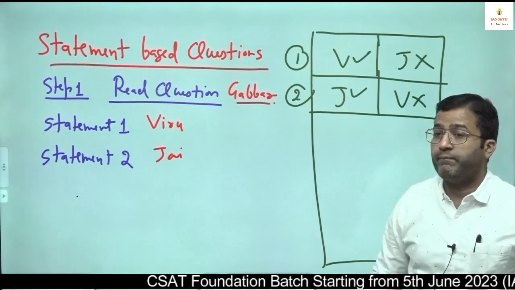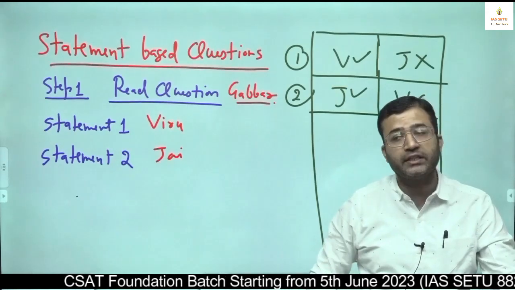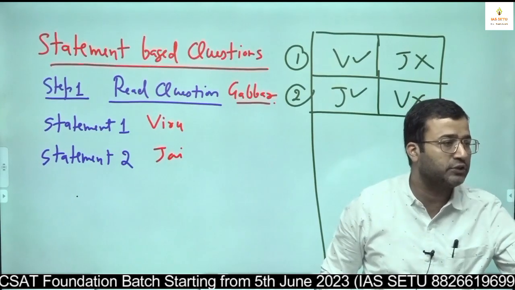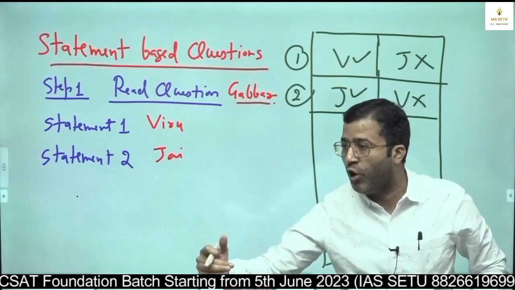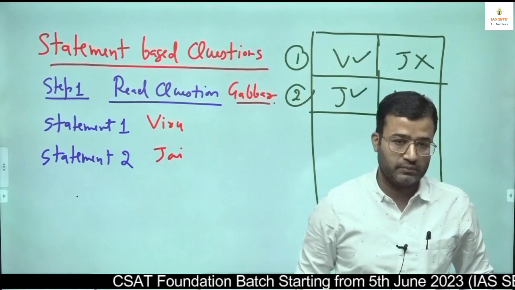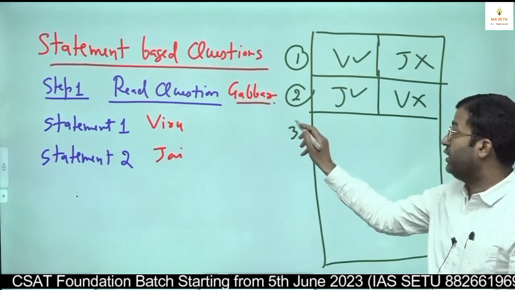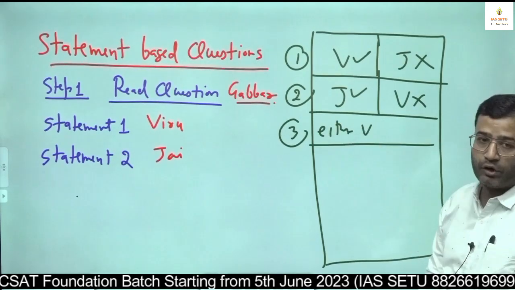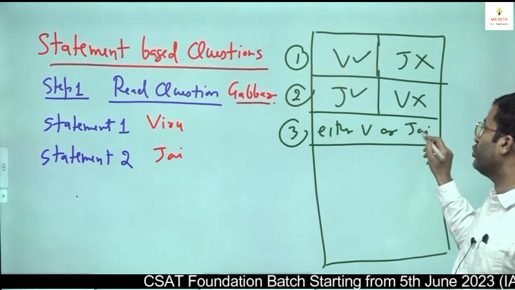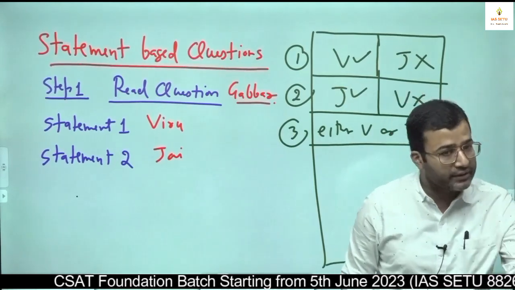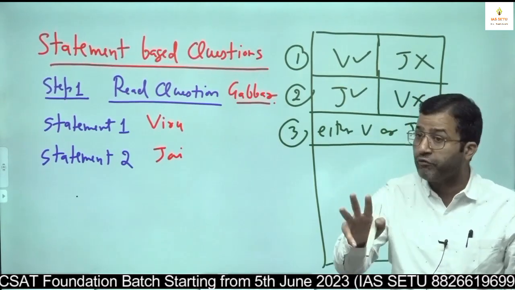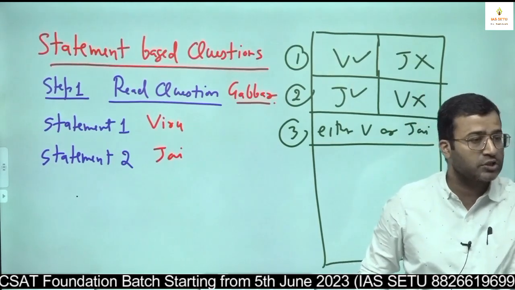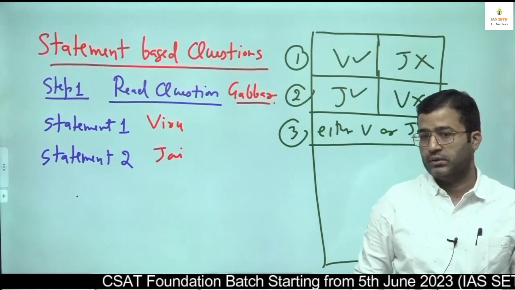But sometimes what happens, statement 1 alone is also sufficient and statement 2 alone is also sufficient. Like Viru alone is also sufficient to defeat Gabbar and Jay alone is sufficient to defeat Gabbar. So here we have the third possibility. Either statement 1 alone or statement 2 alone is sufficient. Either Viru alone or Jay alone. You will find for sure there will be a possibility either statement 1 alone or statement 2 alone is sufficient.